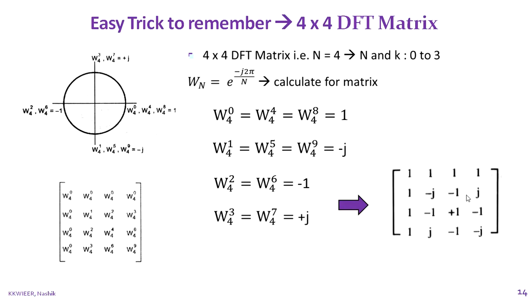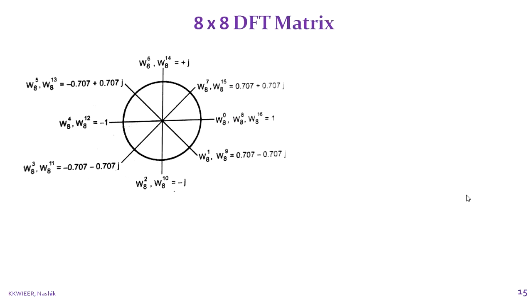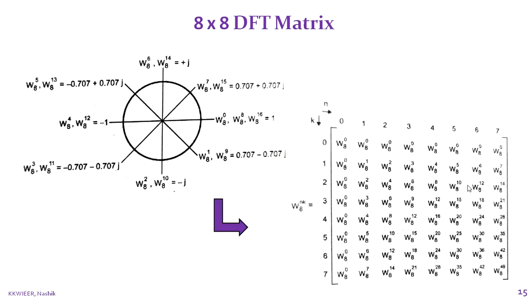The same is the case with the 8 by 8 DFT matrix. If you know this circular diagram, then you will be able to write this 8 by 8 matrix for the twiddle factor. In this case, n and k will run from 0 to 7 as N is equal to 8. That is the 8 by 8 DFT matrix.